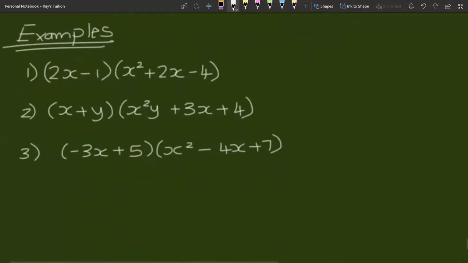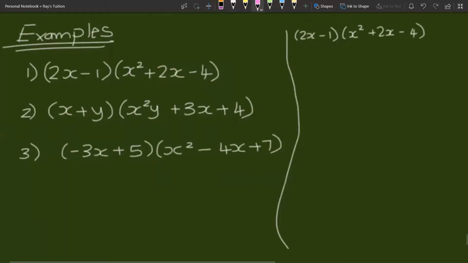So here are a few examples. Please pause the video now and attempt them by yourself so that you can see that you've understood. We're going to do them together. So 2x minus 1 times x squared plus 2x minus 4.